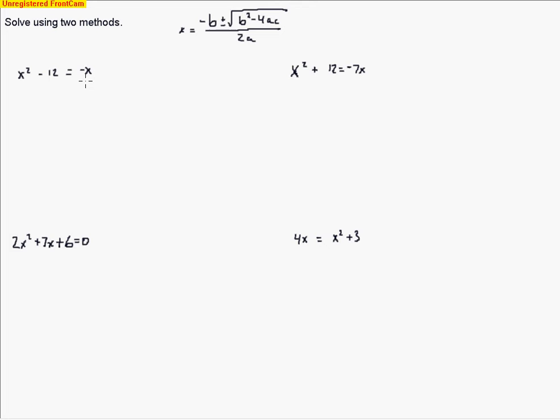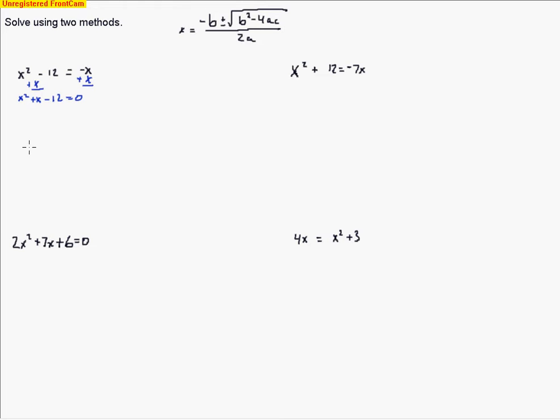Well, for either method, we're going to end up having to set the equations equal to 0. So we need to move this term over. And the way you move a term is you just do the opposite operation. And then put it in descending order. So it's now x squared plus x minus 12 all equals 0.